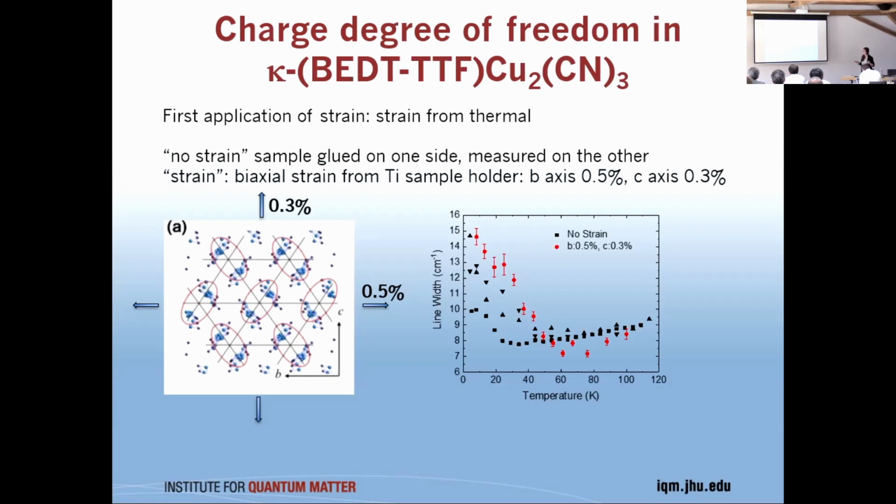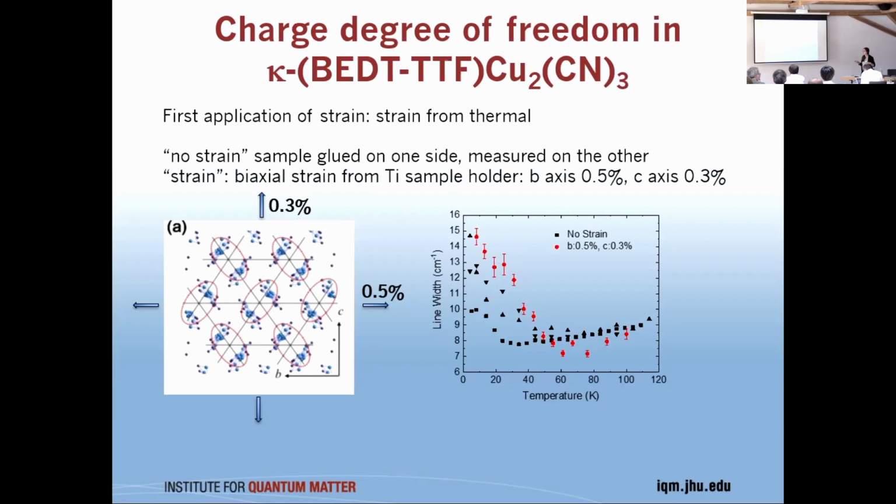And it looks like we managed, with this particular strain, which is at low temperature values and applied by just gluing to the titanium sample holder, to shift this charge sensitive band, so broaden it.